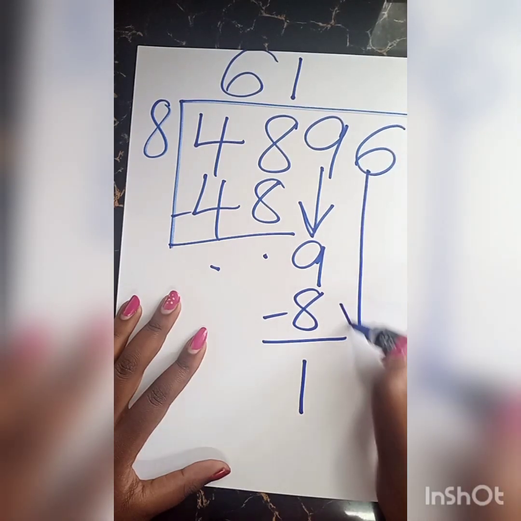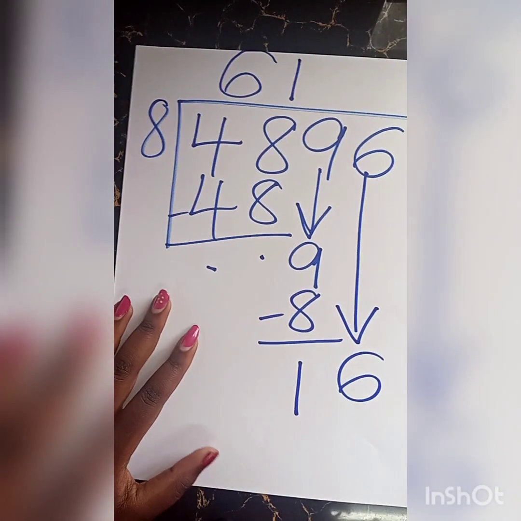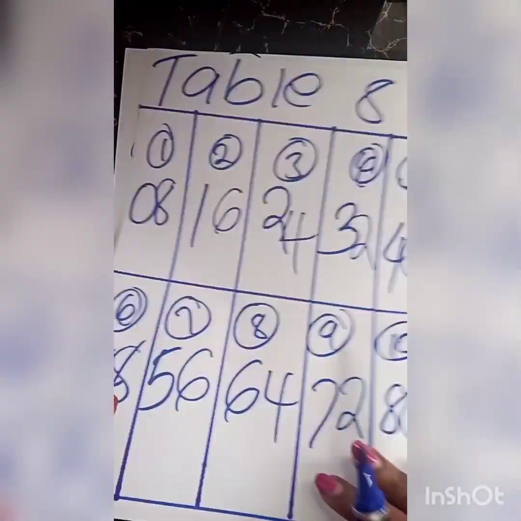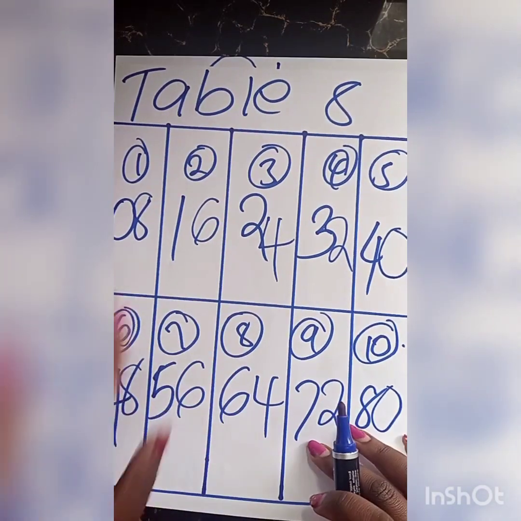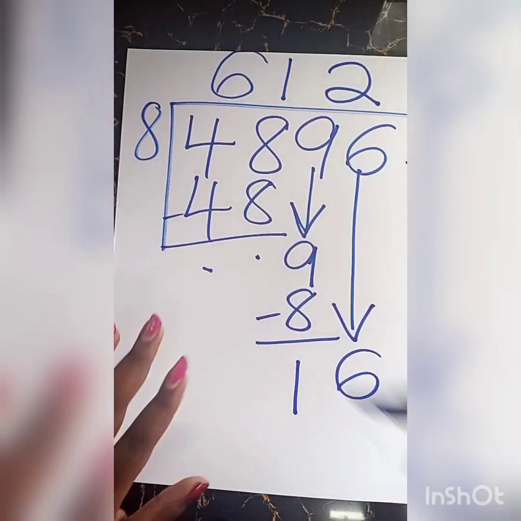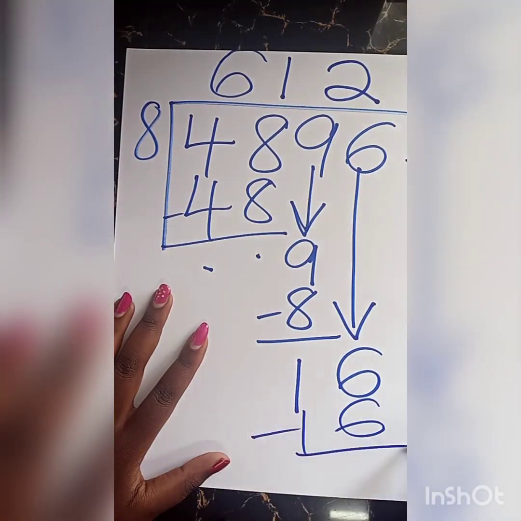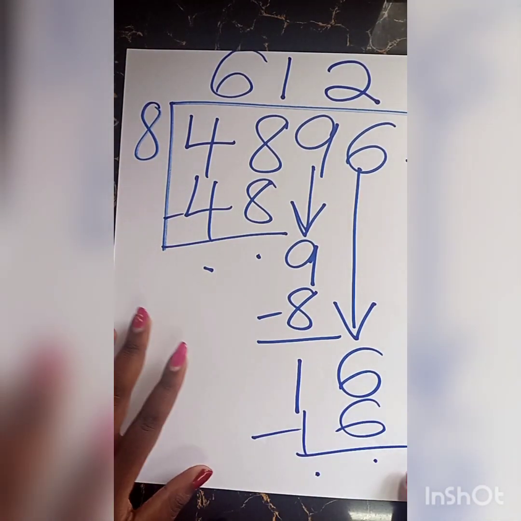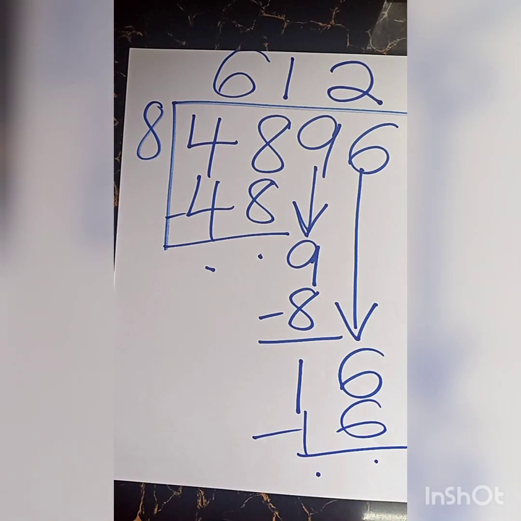Okay, the final step will be to drop the 6. Where does 16 fall in table 8? 16 is here. So we'll write a 2 because as you see, 2 times 8 is 16. Okay, and 6 minus 6 is 0. 1 minus 1 is 0. So that means that the answer to that question is 612. Are we together? That was quite easy, right?